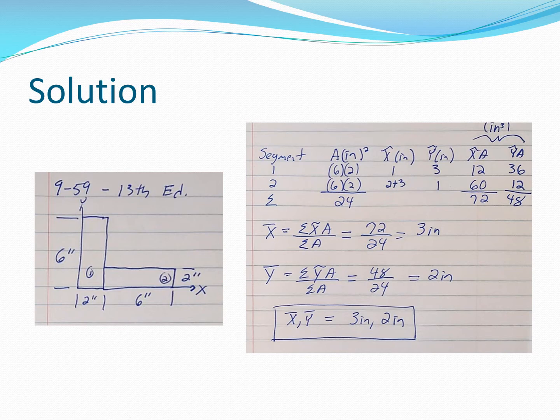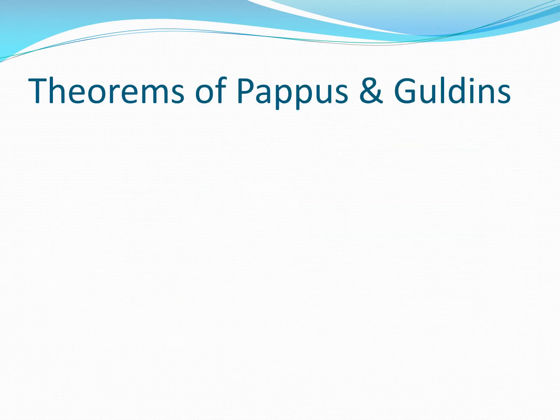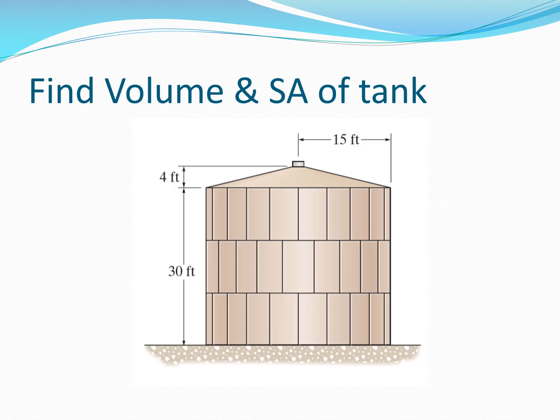So there's a good example for using the table method. Last is applying the theorems of Pappus and Guldinus. So here is a tank. We're going to find the volume and the surface area of the tank using the theorems of Pappus and Guldinus. And you can see that the values are listed up there.